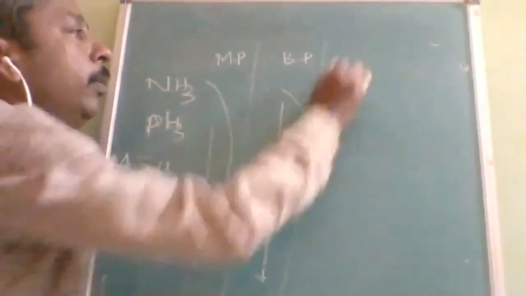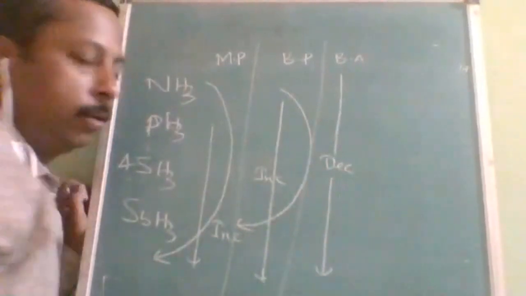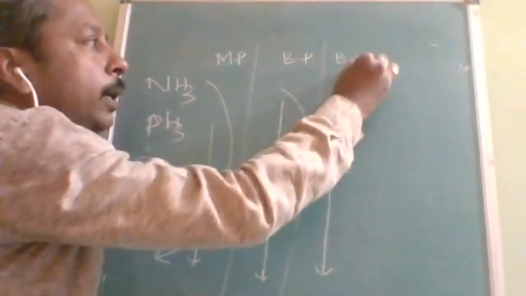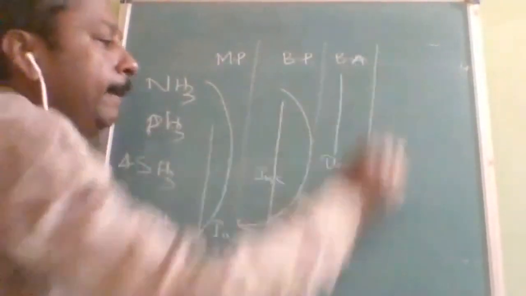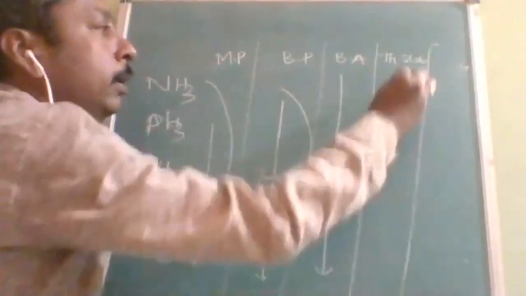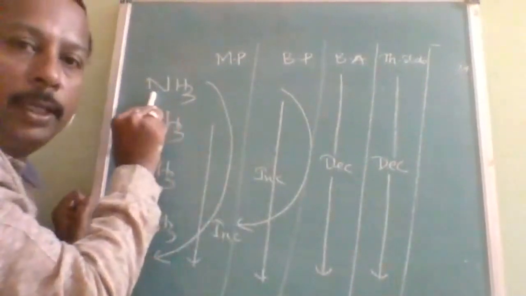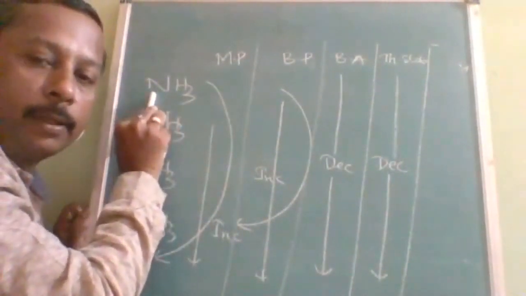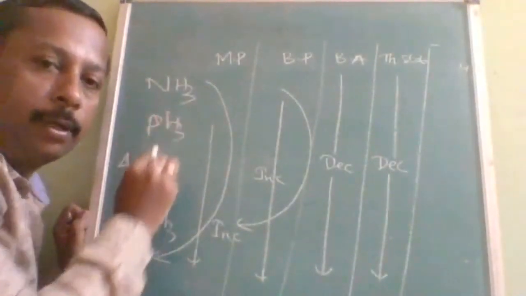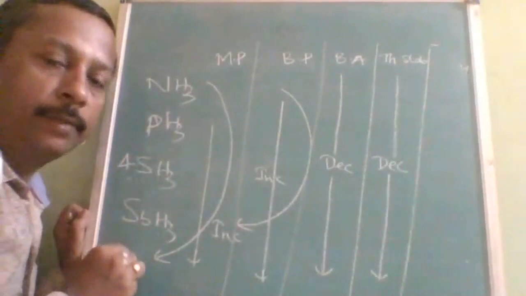After the melting and boiling point, bond angle. Down the group, bond angle decreases due to decrease in electronegativity of the central element. Then thermal stability: down the group it decreases. How can you know? The only hydride with negative enthalpy of formation is ammonia. The rest all have positive enthalpy of formation, and a positive enthalpy of formation is a sign of instability.